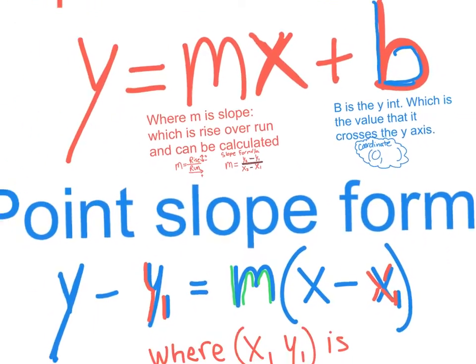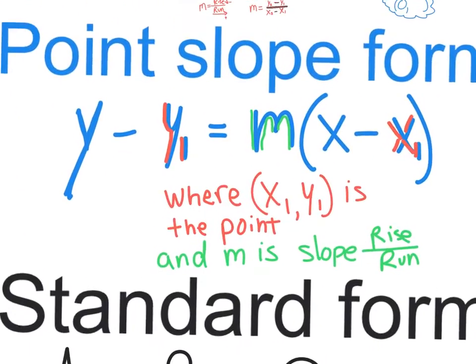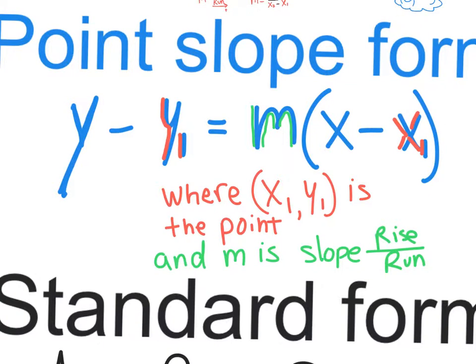Point slope form is where they give you a point and they give you a slope. You could write it in point slope form. x1, y1 is your coordinate. That's your point. The m value is just like before, the slope, which is rise over run, which could also be calculated with the slope formula.